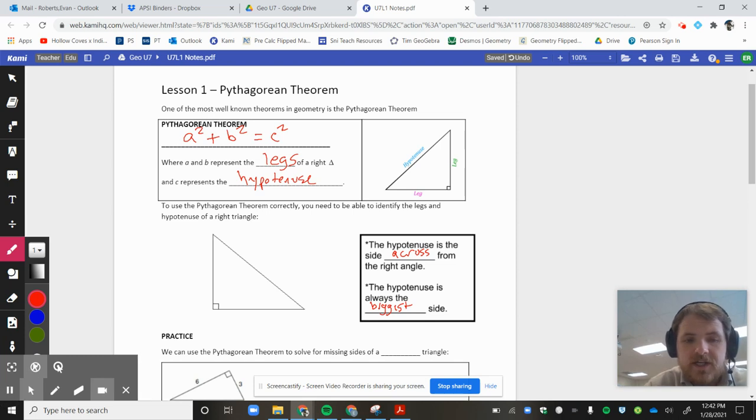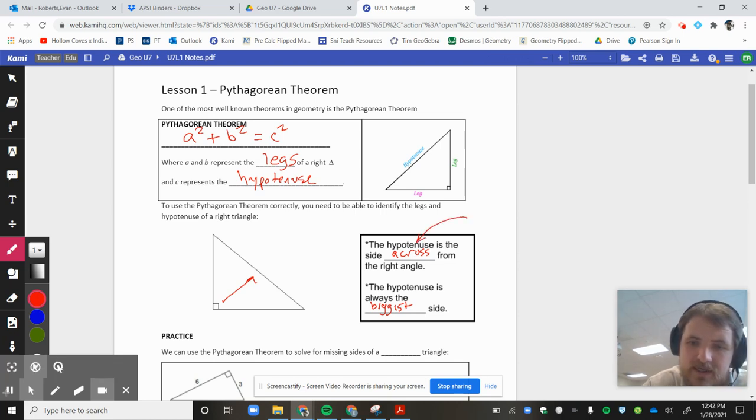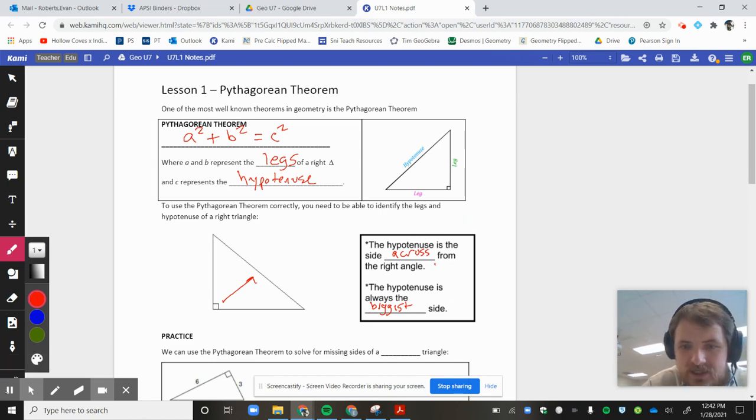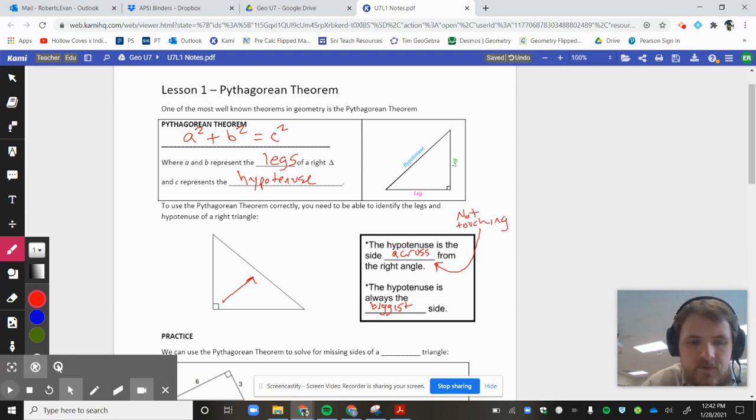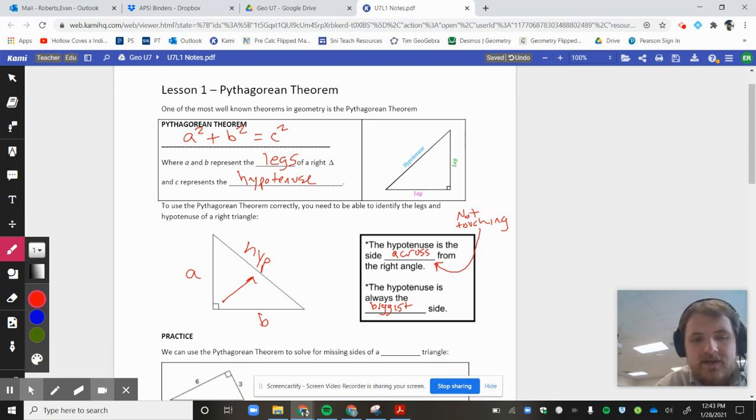So in this situation, the word we're looking for again is across, which means not touching. And that is going to be the hypotenuse, which I'll just probably write as hype. And then our legs are going to be A and B here. It could have been B, then A. It doesn't matter for those legs.